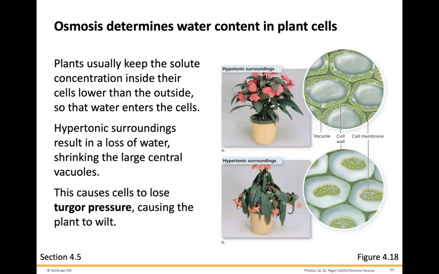Now, osmosis determines water content in plant cells. Plants usually keep the solute concentration inside their cells higher than the outside, so that water enters the cells. Hypertonic surroundings result in the loss of water, shrinking the large central vacuole. This can cause cells to lose their turgor pressure, causing the plant to wilt.